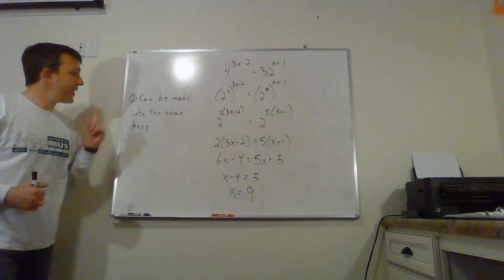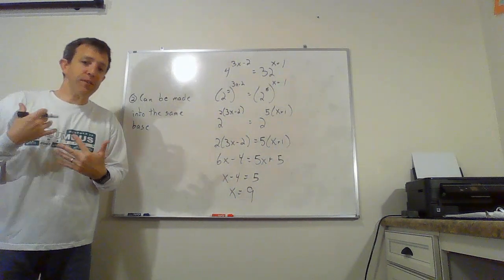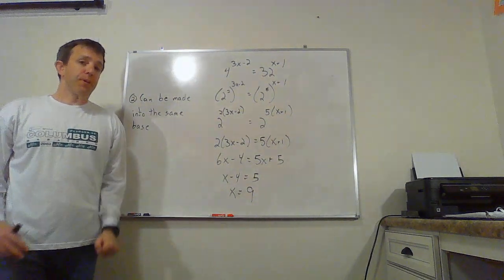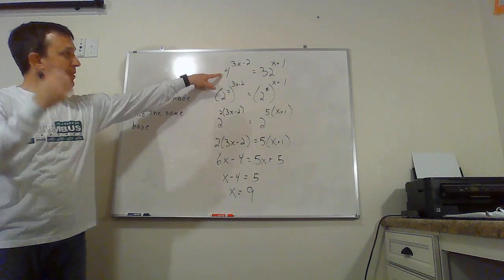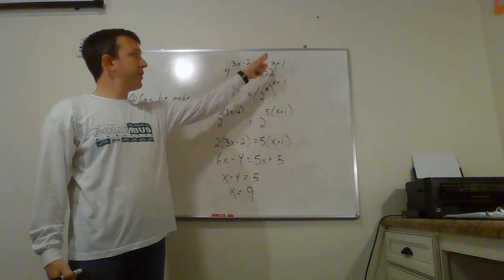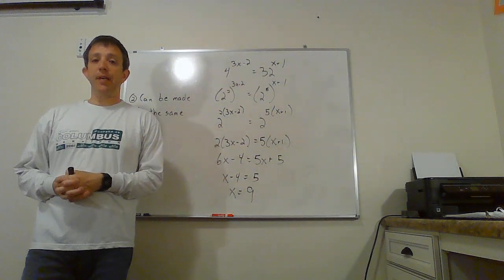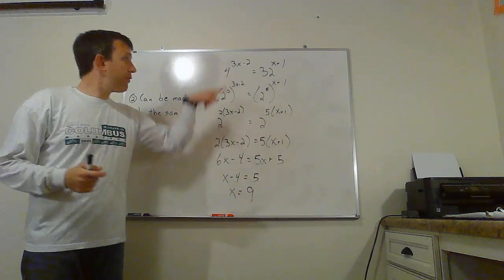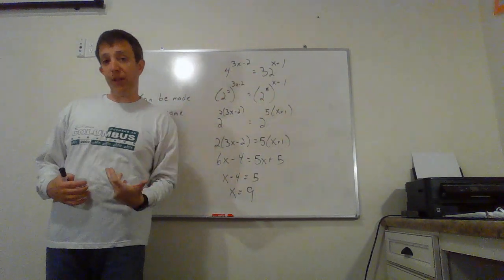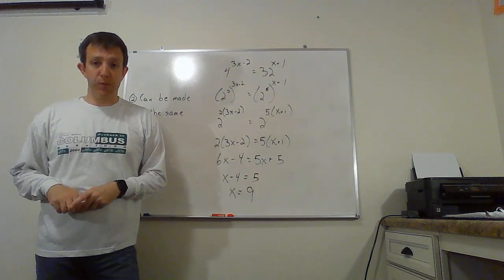All right, so the next kind. The next kind is really the same as the first kind, but it's just a little bit trickier example, so I wanted to show it to you. They can be made into the same base. So in this case, you'll notice I have 4 raised to the 3x minus 2 power, and on the other side, I have 32 to the x plus 1. Obviously, 4 and 32, not the same base. But importantly, 4 is the same as 2 squared, and 32 is the same as 2 to the 5th. So I can change these both so that they have a base of 2.